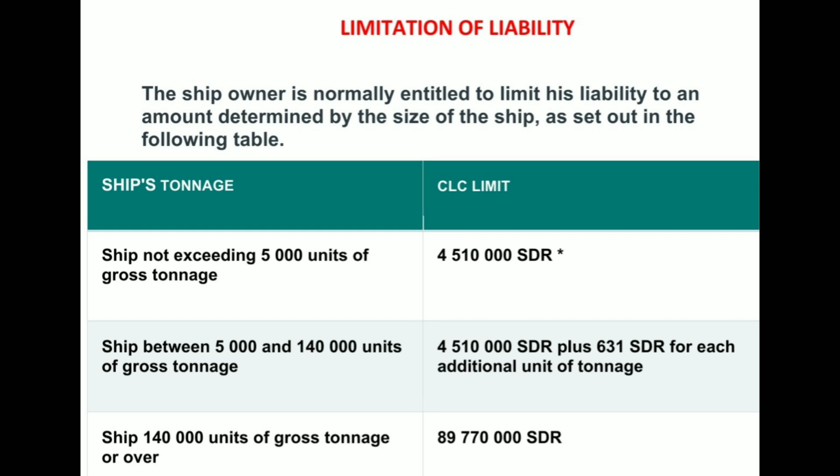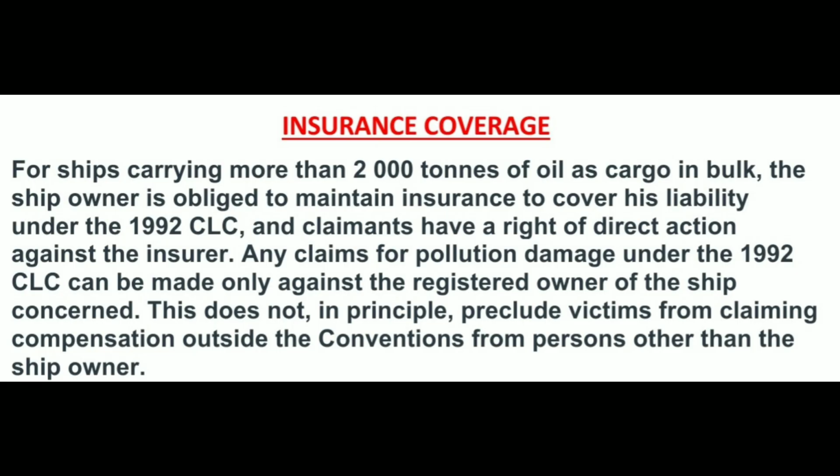Ship between 5,000 and 140,000 units of gross tonnage. CLC limit 4.51 million SDR plus 631 SDR for each additional unit of tonnage. Ship 140,000 units of gross tonnage or over. CLC limit 89.77 million SDR.